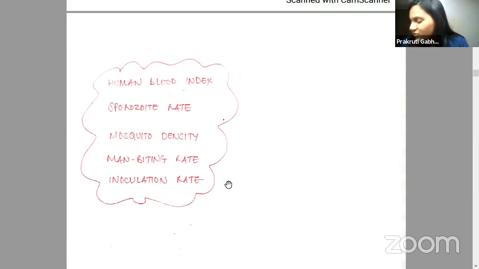Man biting rate is the average incidence of Anopheles bites per day. And inoculation rate, basically what the mosquito is inoculating into your blood, is sporozoites. So inoculation rate becomes how much inoculation is occurring. So how many times the mosquito bites you, that is the man biting rate, multiplied by how many sporozoites it is carrying, which is the sporozoite rate. So inoculation rate is nothing but a combination of sporozoite rate and the man biting rate.